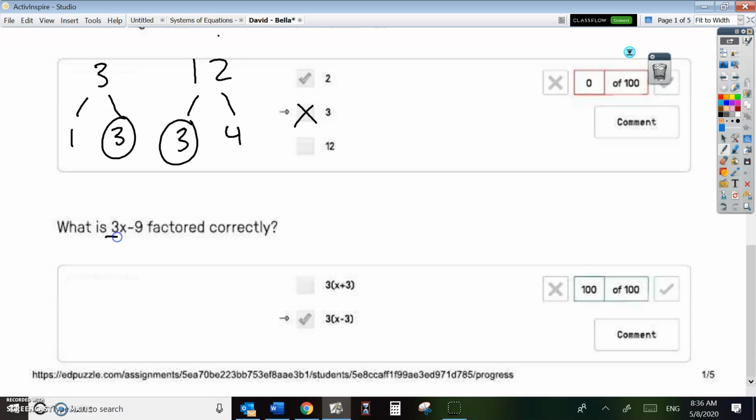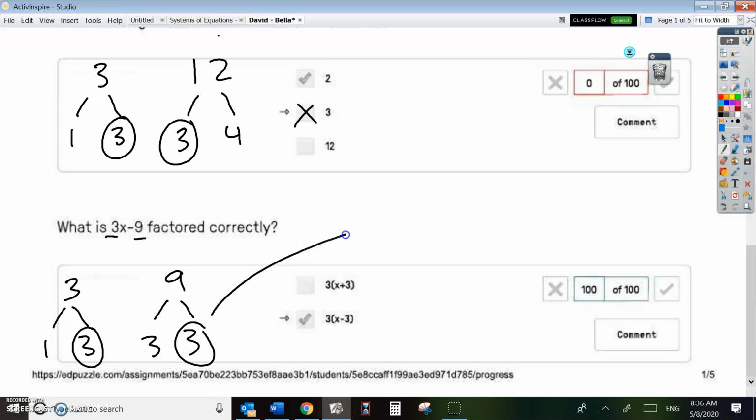So 3 and 9, they both have a factor of 3. 1 and 3, 9, 3 and 3. So you take the common factor and you put it in front of some parentheses. Now make a division problem. 3 divided by 3 is 1. We need to put x with that also. And now do 9 divided by 3 is 3.